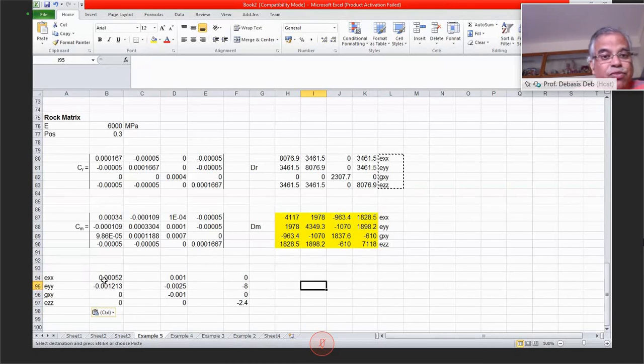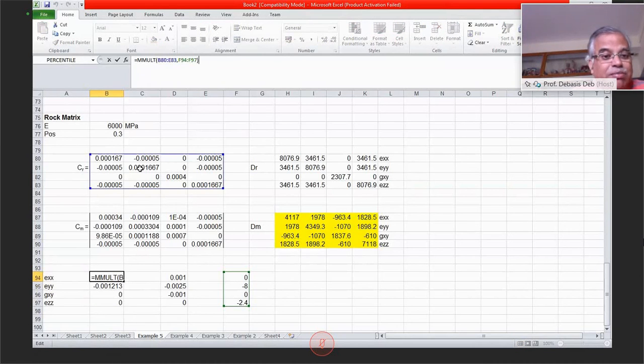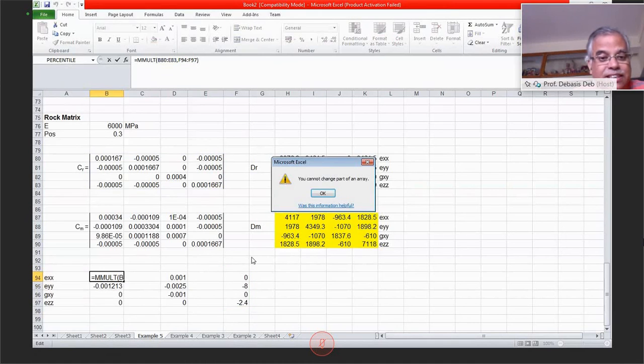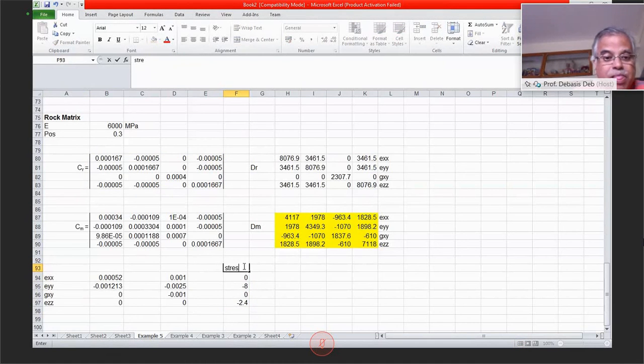and this is for the no joint case. That means this was multiplied with this. Okay. So compliance matrix into the stress component. This is the stress. Okay. And this is sigma xx, sigma yy, tau xy, and sigma z. So for a plane strain condition, these are the strains.